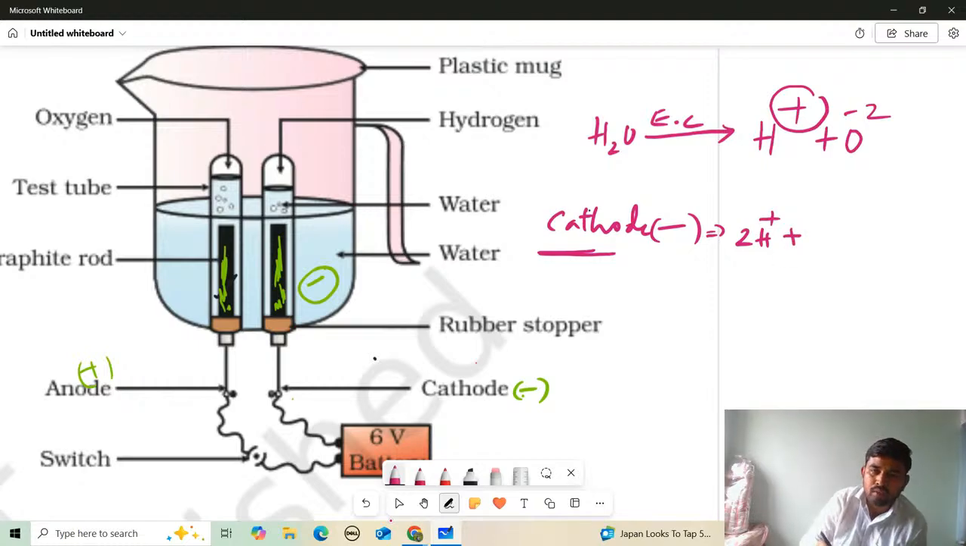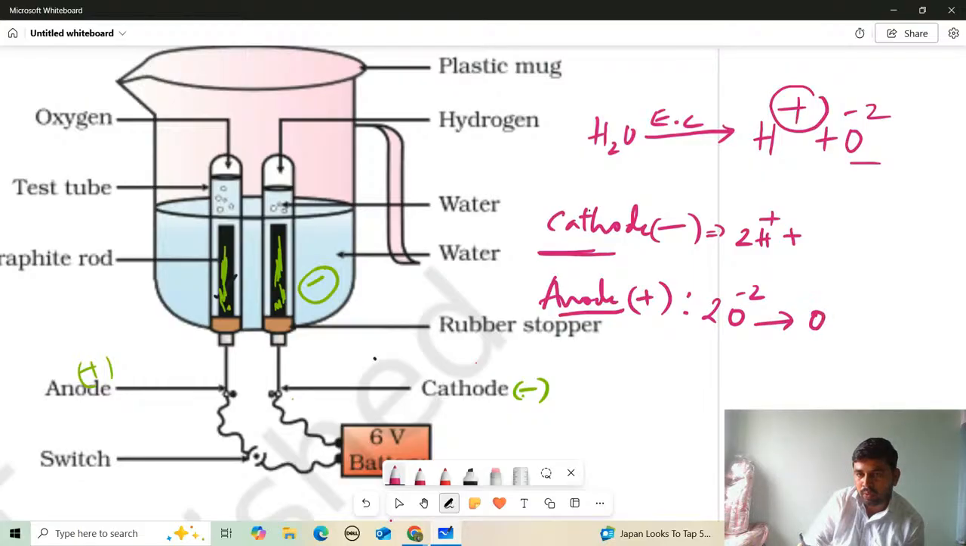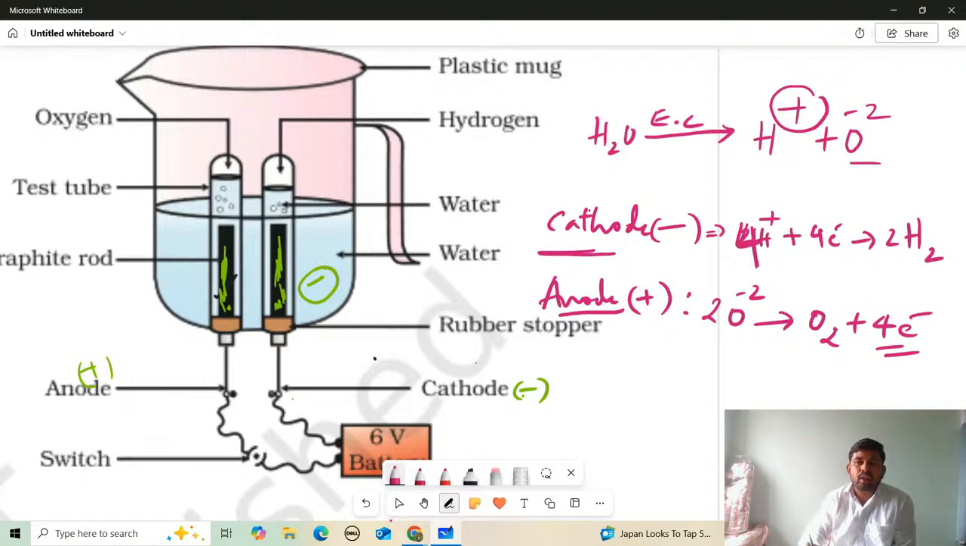First we write the reaction at the anode. Anode means positive potential, which attracts negative ions. So two O minus two ions will come and convert into O2, producing four electrons. At the cathode, four hydrogen ions will gain four electrons and produce two H2 molecules.